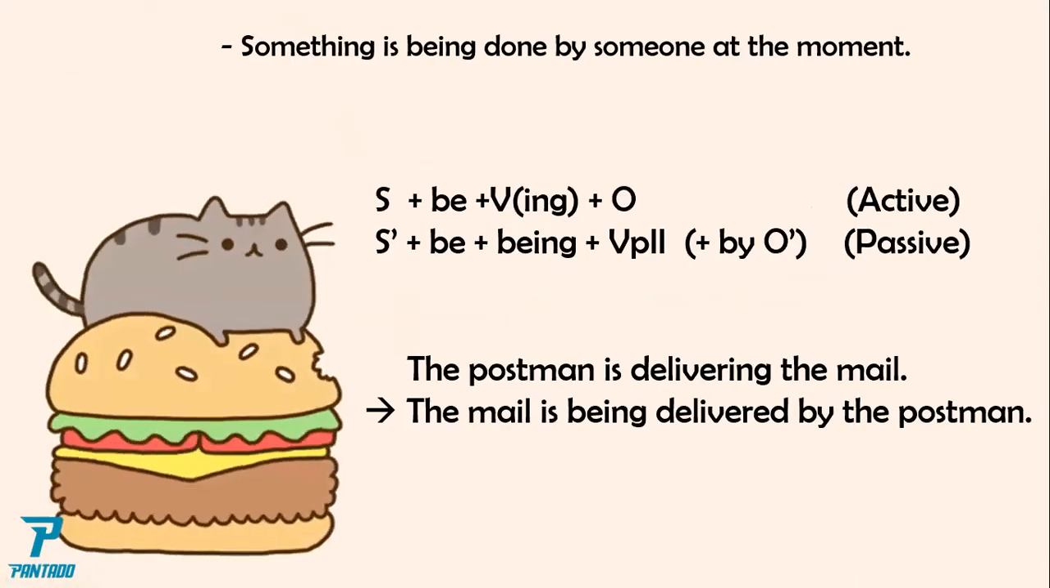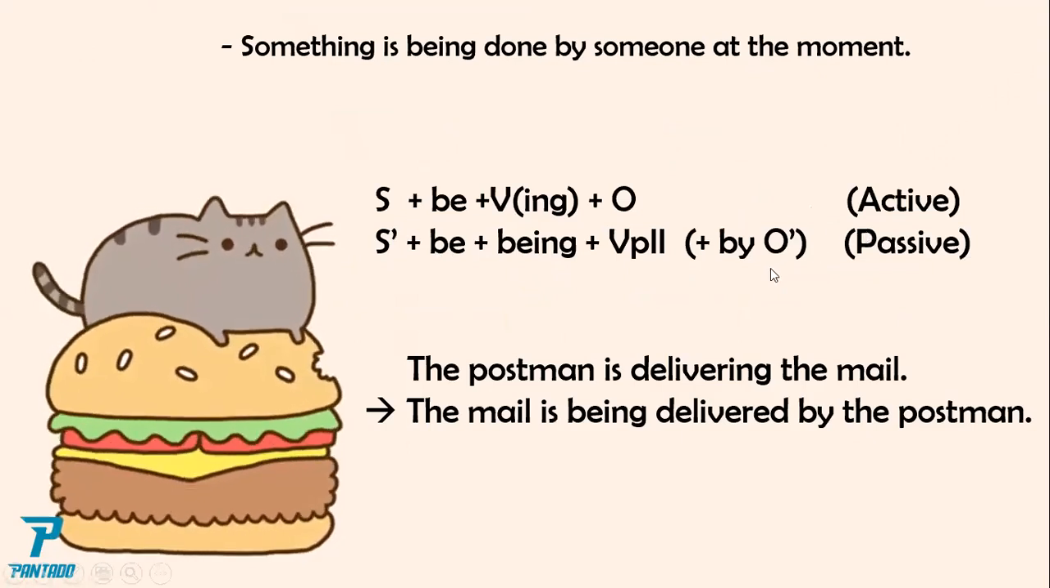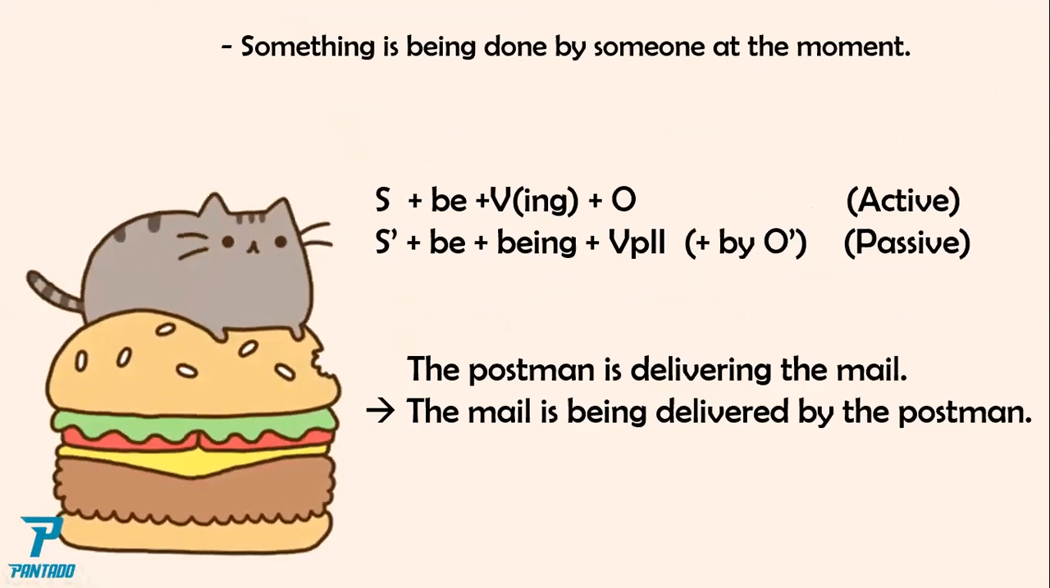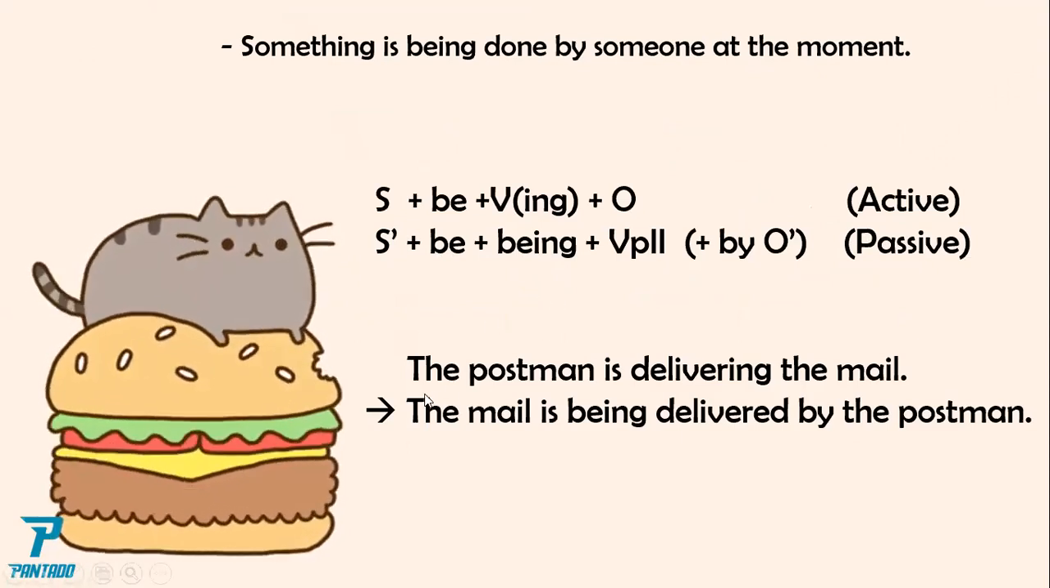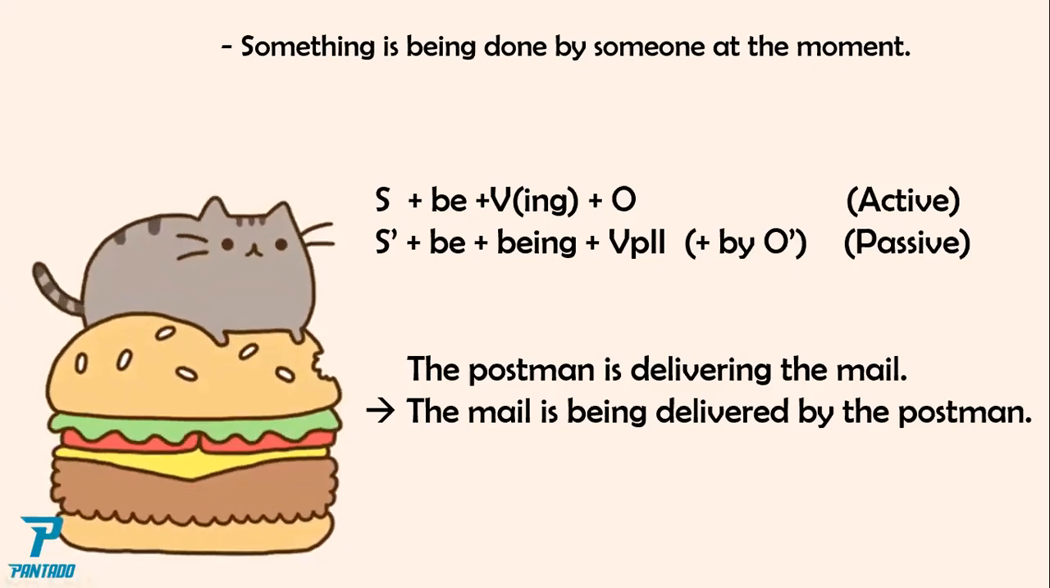This is the continuous tense in the passive form. Like we have subject and then being and verb in the past participle form, and then by an object. Sometimes we have by an object, but sometimes no. Take a look at the example on the screen here. The postman is delivering the mail. And we have the mail is being delivered by the postman.